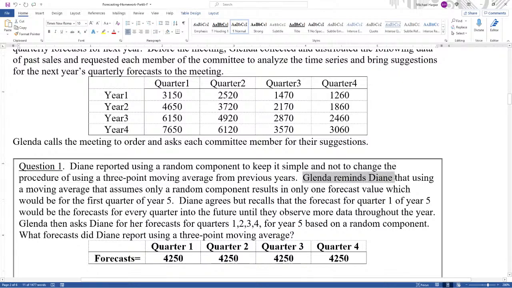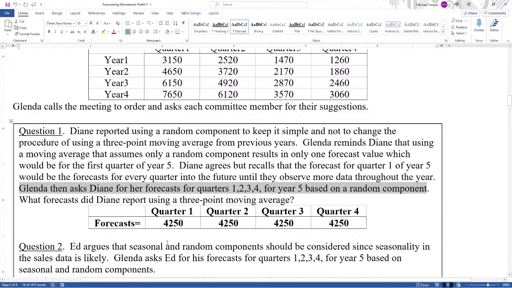Glinda reminds Diane that using a moving average that assumes only a random component results in only one forecast value, which would be for the first quarter of year 5. Diane agrees, but recalls that the forecast for quarter 1 of year 5 would be the forecast for every quarter into the future until they observe more data throughout the year. And that one forecast is an estimate of the stationary mean. Glinda then asked Diane for a forecast for quarters 1, 2, 3, 4 for year 5 based on a random component. And so there's our answers.